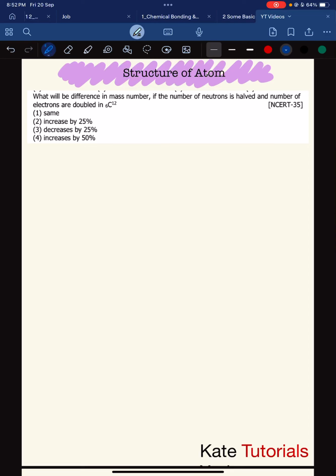So here is a question on structure of atom. The question is, what will be the difference in mass number if number of neutrons is halved and number of electrons are doubled in carbon 6 atomic mass 12? So the question is, carbon 6 atomic mass is 12.